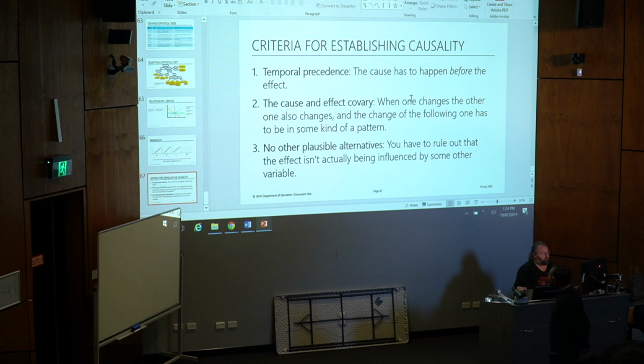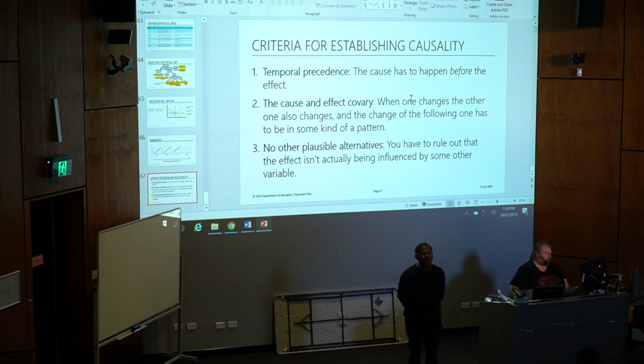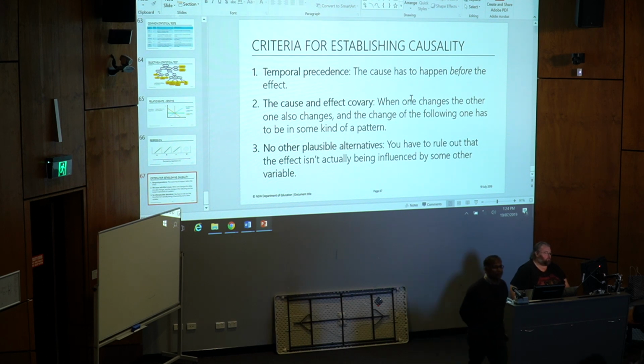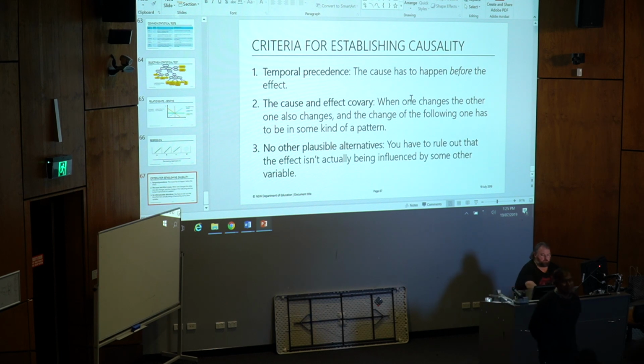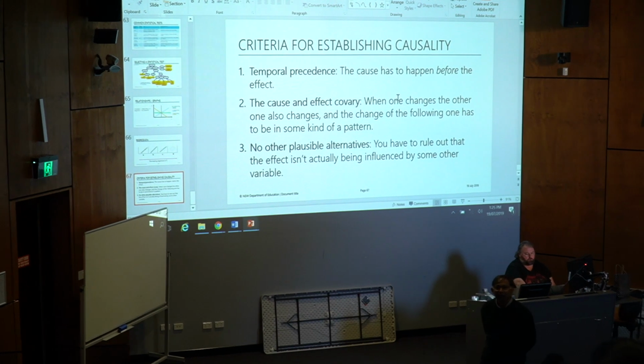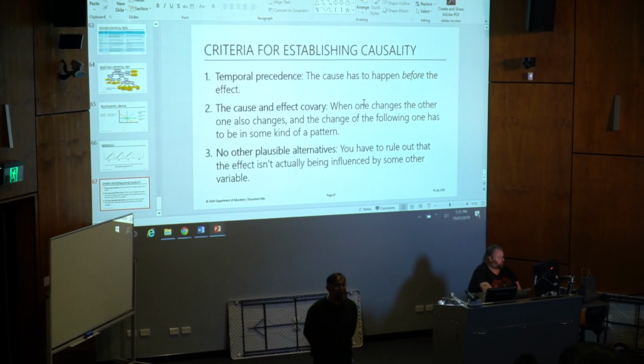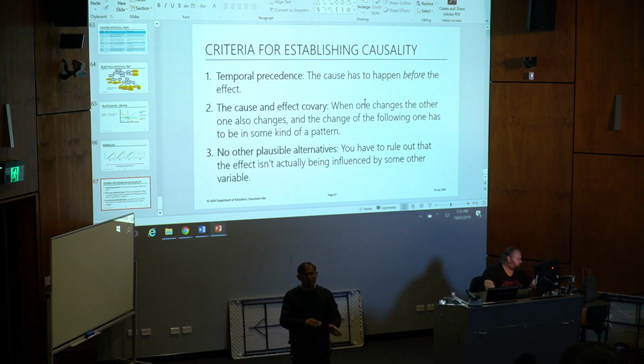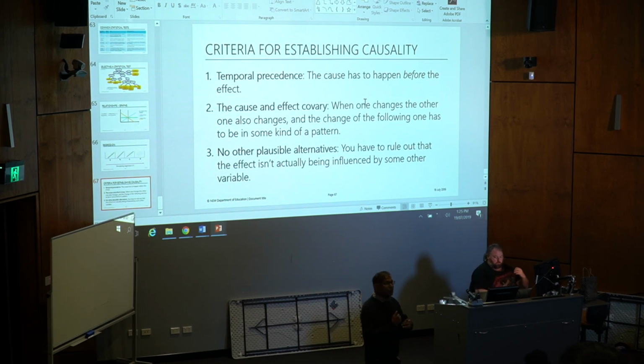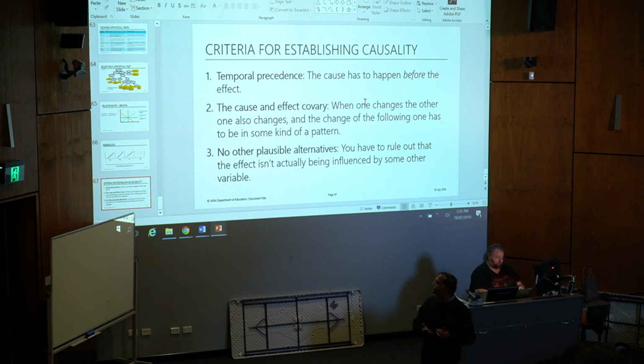The second point: if the cause varies, the effect has to vary. That's how you establish causality. If one varies, the other has to vary. If the nasal length increases, nasal width has to increase. So one varies, the other varies. And if you can demonstrate that, then you're closer to establishing causality.